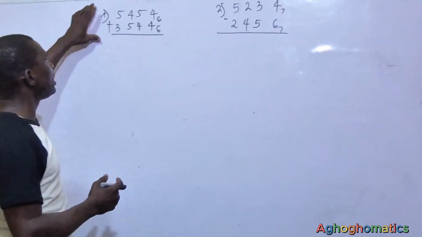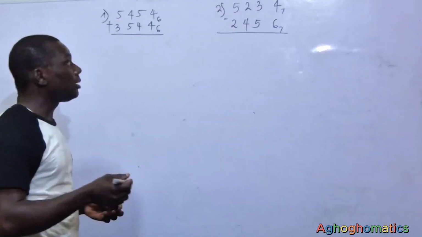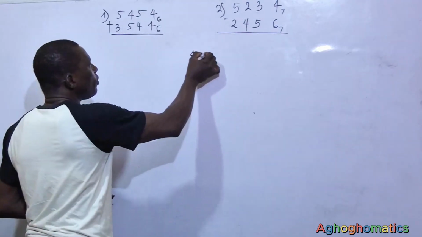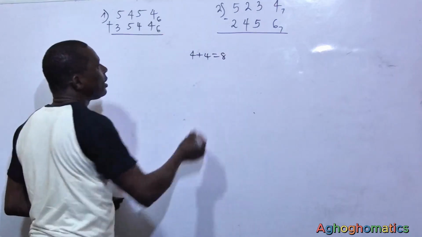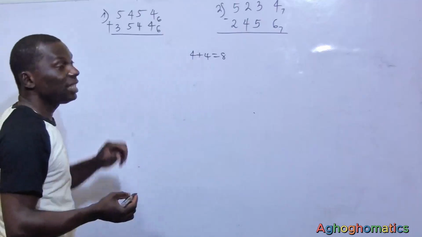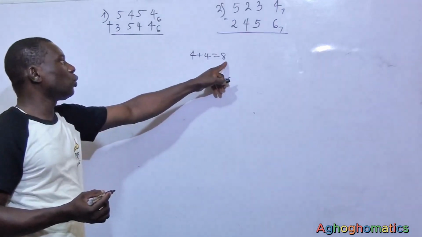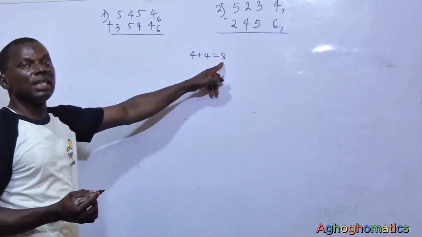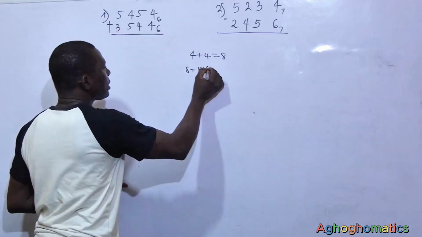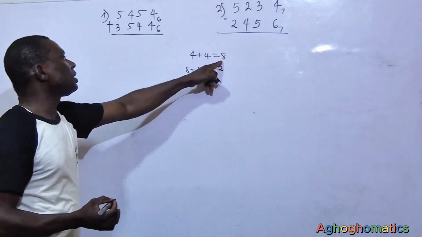So let's look at the case of addition here. Now we have 4 plus 4. That will usually amount to 8. We cannot put down 8 here because in base 6, the highest digit that can appear is 5. So we ask how many 6 are contained in 8. It is 1. It simply means 1 times 6 plus 2, that is, 1 six remainder 2.